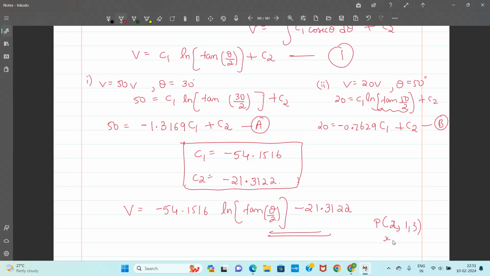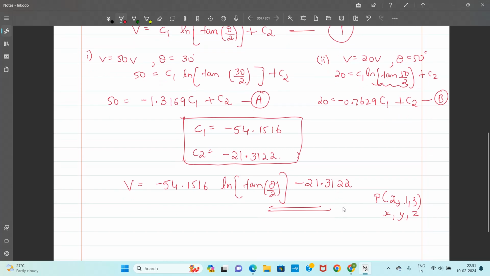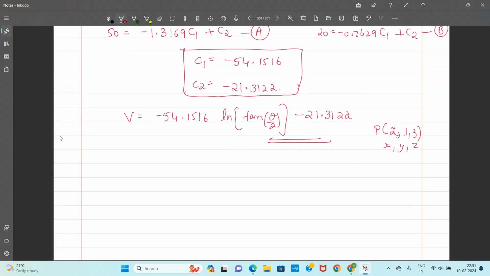Which means actually these values are given in XYZ coordinate system. This is X value, Y value, and Z value. But what I want here is theta, which is in spherical system. So you need to know how to calculate this theta. You need to convert these points from Cartesian to spherical system.